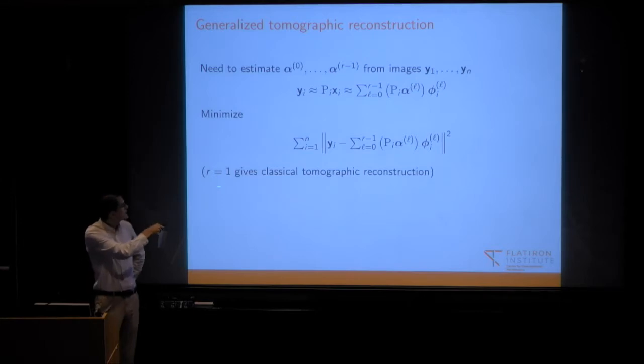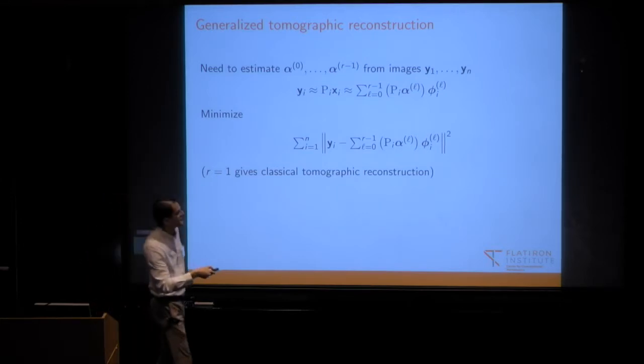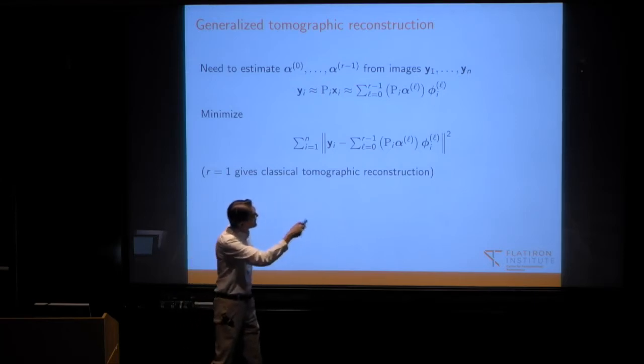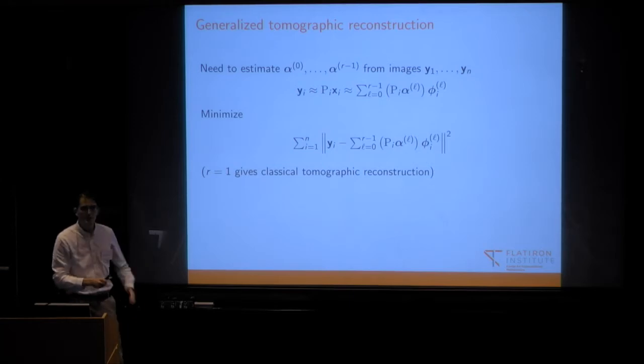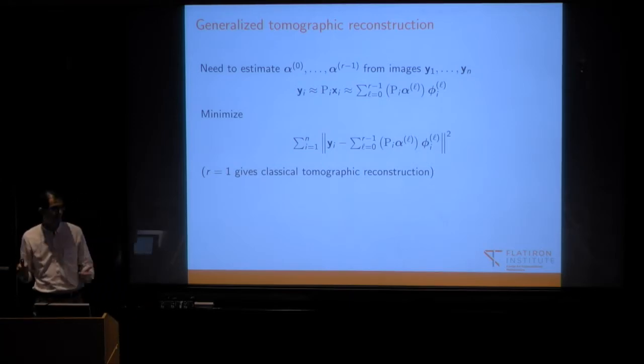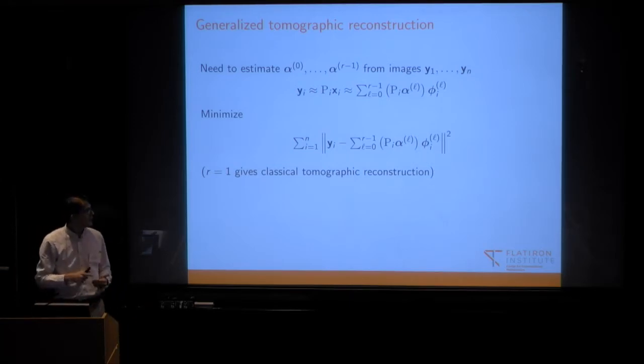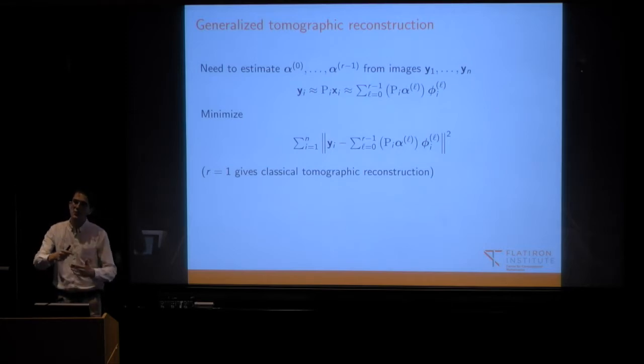In the degenerate case where R is equal to 1, we get normal tomographic reconstruction, because when R is equal to 1, the phi here is constant because it's phi 0. So we have 1 alpha that we're trying to estimate, and it corresponds to the mean. It corresponds to just a least squares estimator. But as we increase R, we're reconstructing these weighted volume estimates. So we get a generalized reconstruction problem.